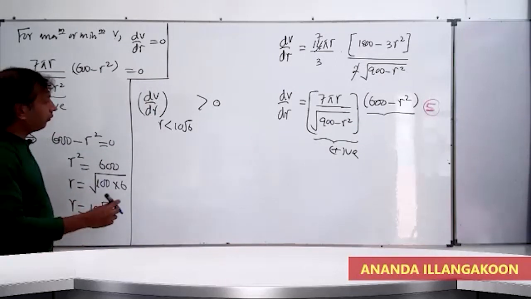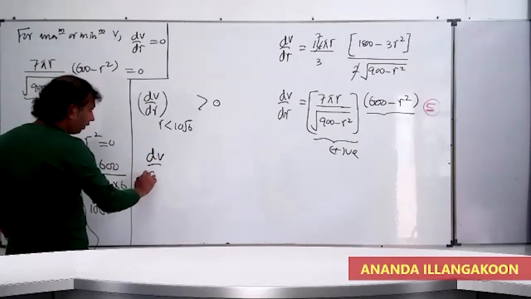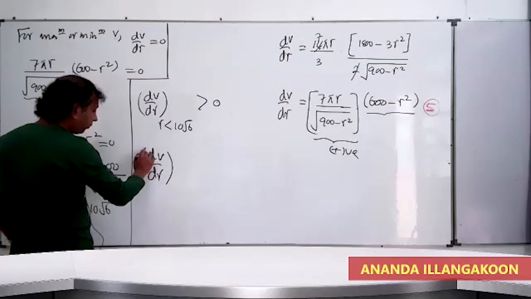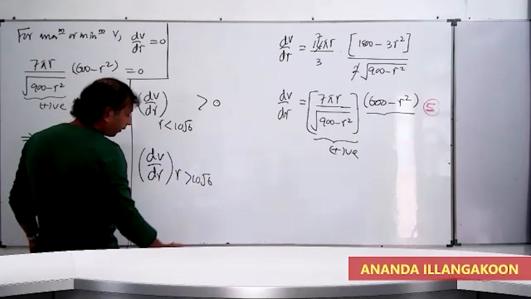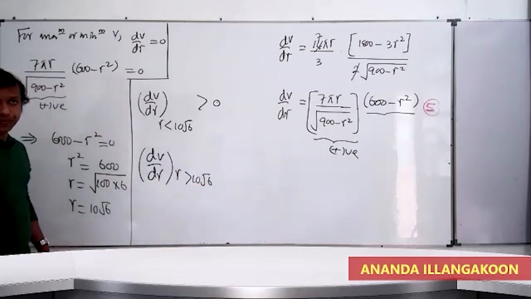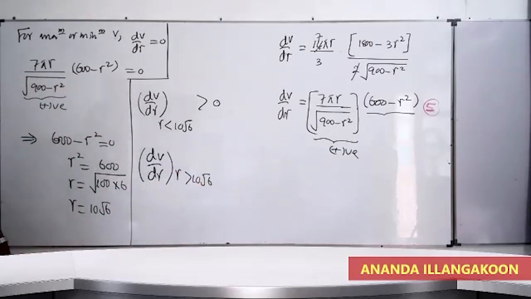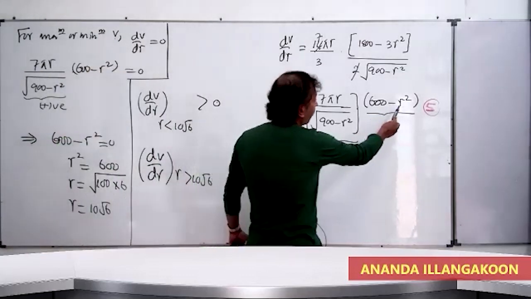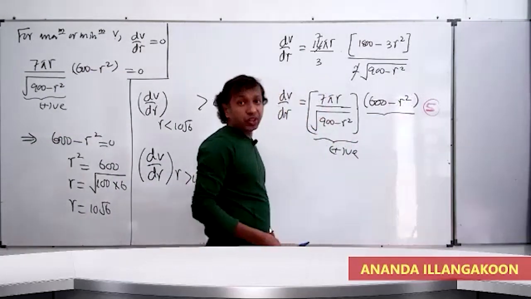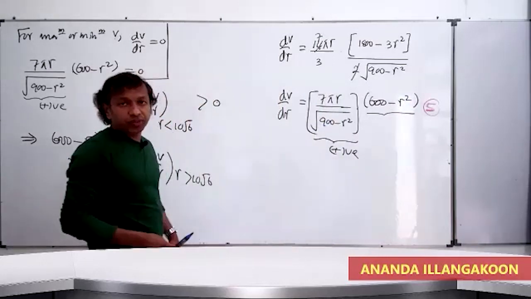Then you can see dv by dr. Like put 25 here, 25 squared is 625. 600 minus 625 means minus.